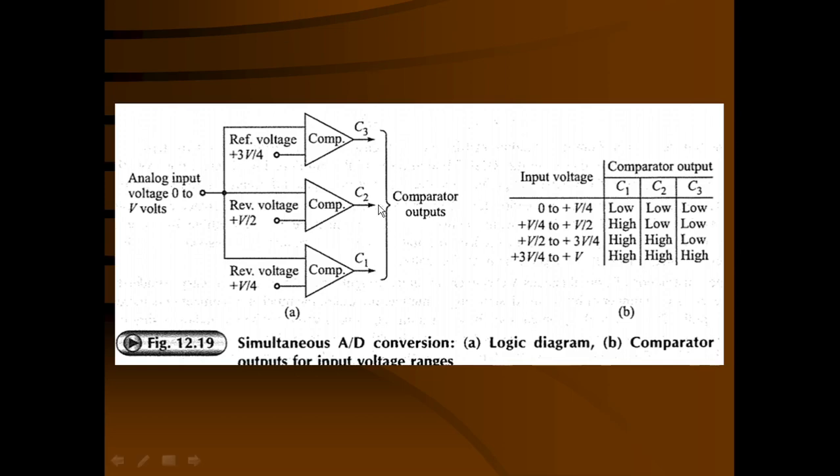And these are the outputs of the comparator. When the analog input voltage exceeds the reference voltage, the comparator is going to be turned on. That means the output of the comparator becomes high.